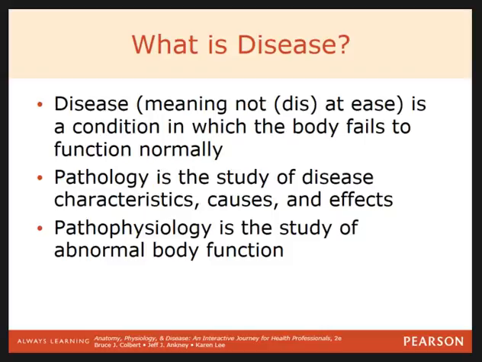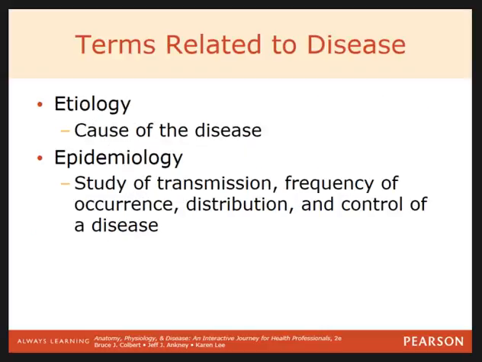Pathology is the study of the disease characteristics, its causes, and its effects. And pathophysiology is the study of the abnormal function of the body. And remember, our goal with medication is to return the body back to a normal status. So, as already brought up in the previous slide, terms related to disease: etiology is the cause, and epidemiology is the study of the transmission, frequency of occurrence, distribution, and control of the disease.